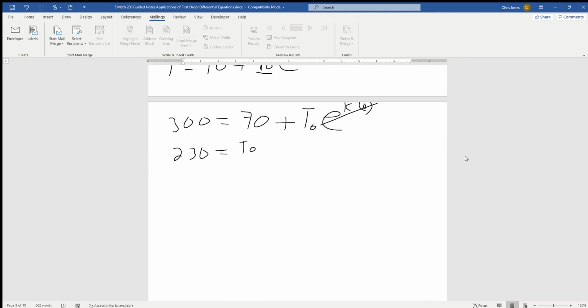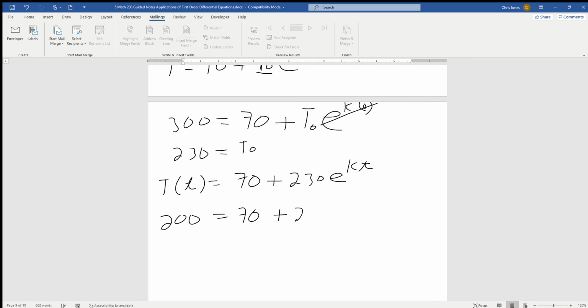All right, so I do apologize, I initially thought it was 300. Good thing we substituted. So now we have a function T of t is going to be equal to 70 plus 230 e to the kt. We also knew that after 3 minutes, the temperature was 200 degrees. Okay, so 200 is going to be equal to 70 plus 230 e to the 3k.